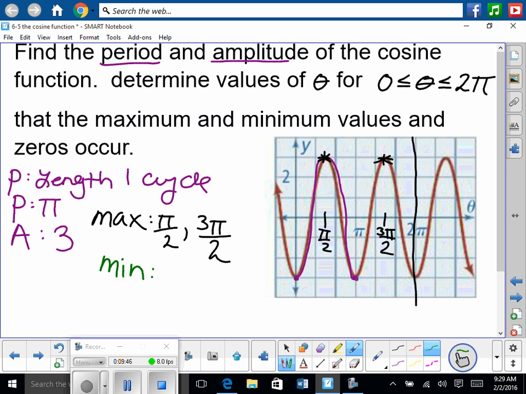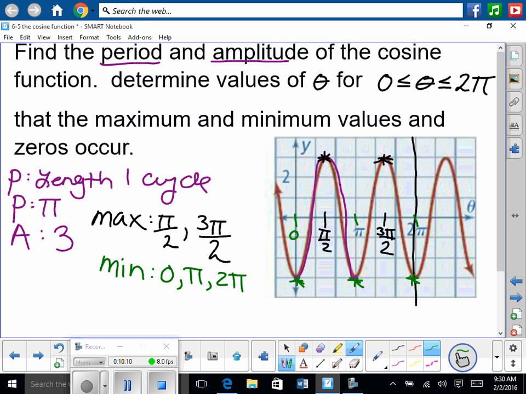So our minimum values, it happens right here, and we're talking from 0 to 2 pi. There's a minimum, there's a min, and there's a min. All right, so at what x value did this min happen? 0, good. Yep, right there, right? Pi. And then 2 pi, good.